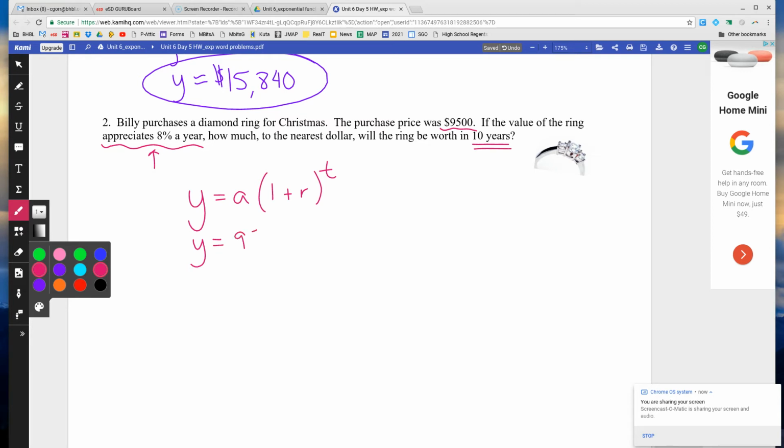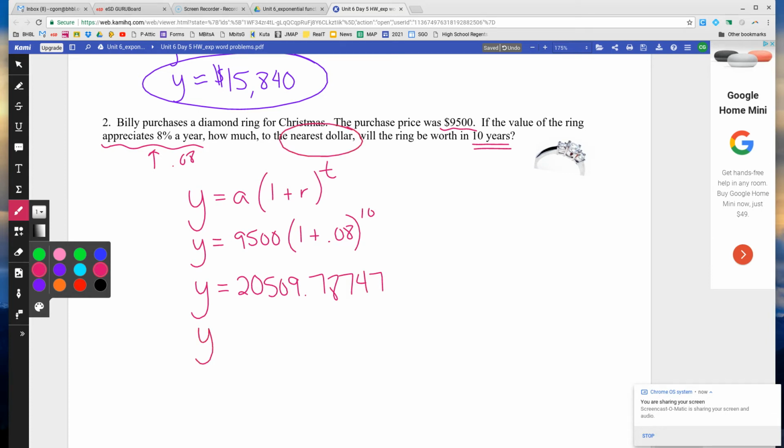So 9,500 is my starting amount, plus my rate. Again, we are turning 8% into a decimal, and we want this after 10 years. Plugging that into a calculator, I've got 20509.78747. I do want this to the nearest dollar, so y is equal to $20,510.